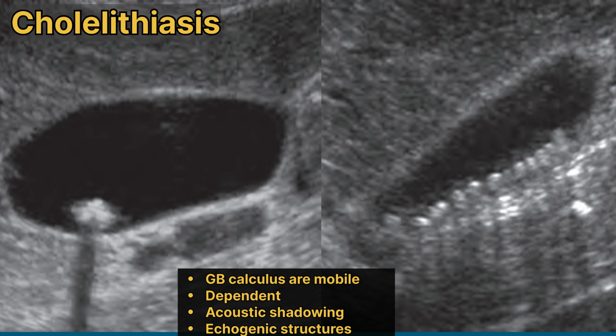But if it is a polyp, then it does not change its position. It is always adherent to the gallbladder wall. Stone can be present in any part of the gallbladder, and it may be single or multiple, but if multiple stones are present, then measure the largest one, calculus, in the gallbladder.